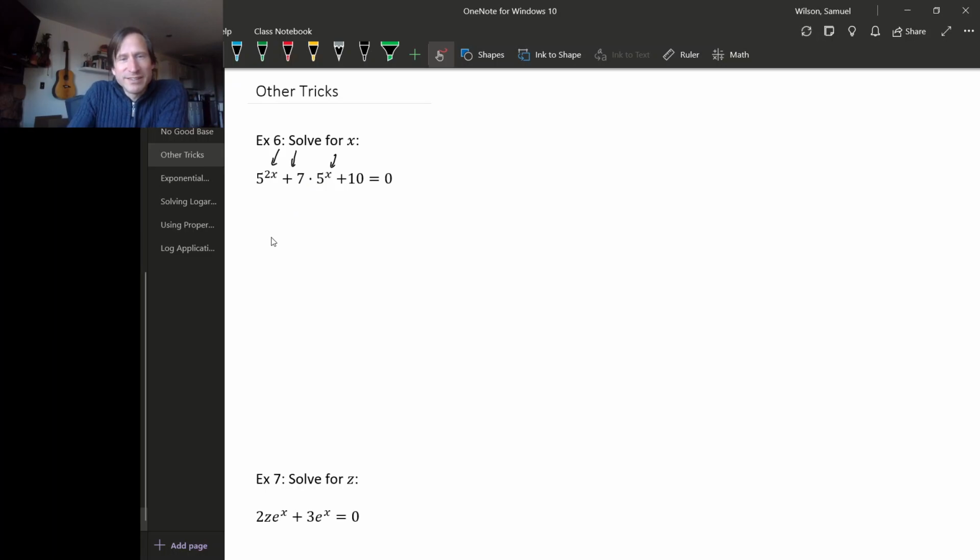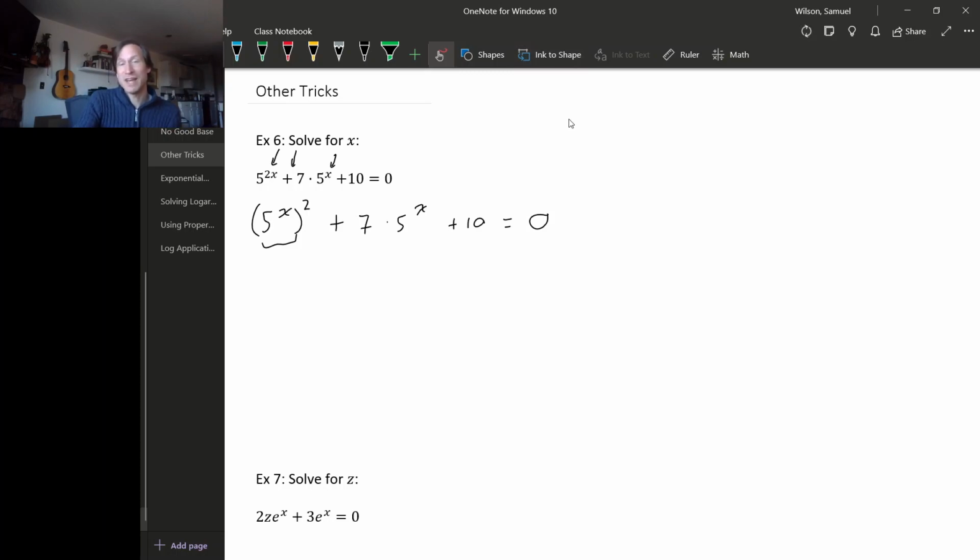But what we can do is this 5 to the 2x, this is actually 5 to the x squared, because if you have something to a power to another power, those exponents multiply. So 5 to the x all squared, that's 5 to the 2x, which is what we started with. So when we write it this way, 5 to the x squared plus 7 times 5 to the x plus 10 equals 0. This looks quadratic. It's as if 5 to the x is a variable, and so we can solve for that variable.